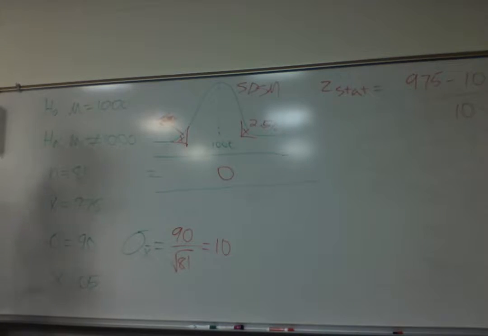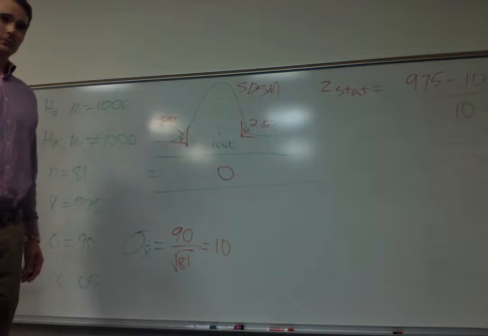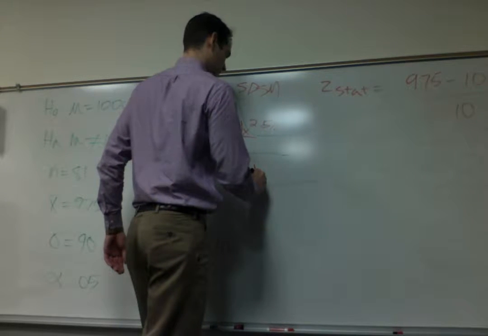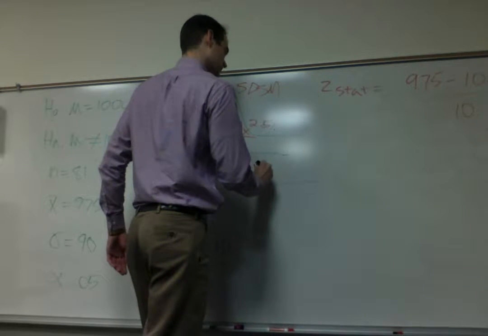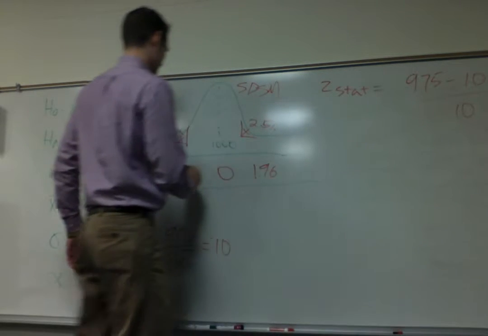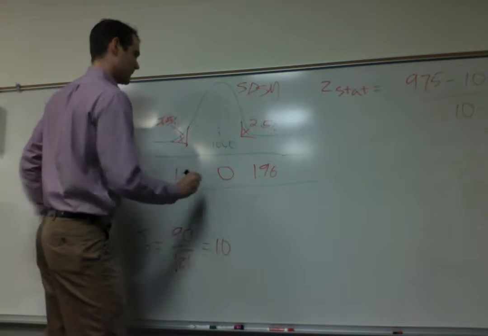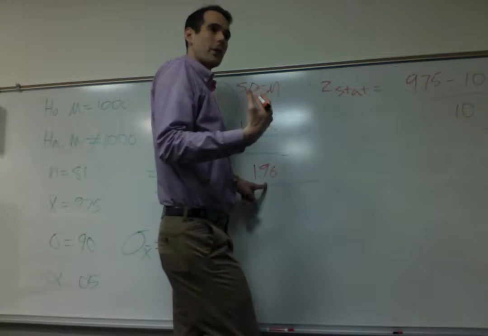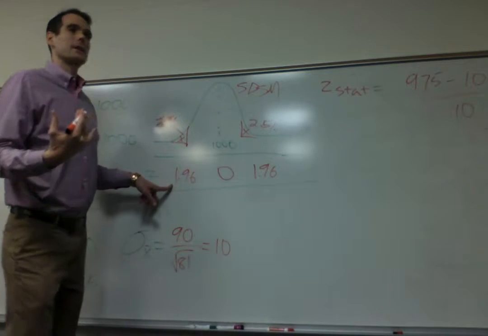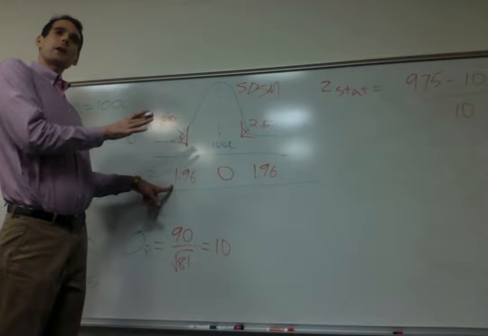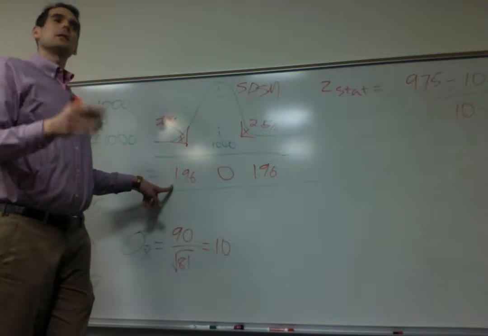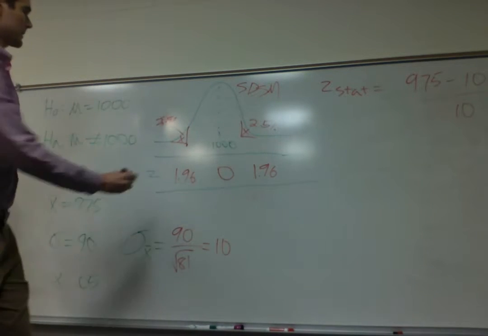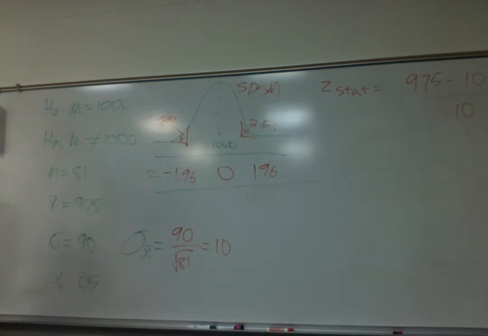What then is going to be our critical Z value? 1.96. So 1.96 will separate the top 2.5% of the data from the bottom 97.5% of the data. Negative 1.96 will separate the bottom 2.5% of the data from the top 97.5% of the data. So our critical values are going to be plus or minus 1.96.